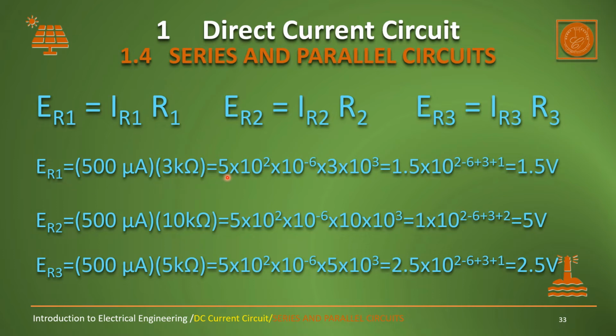We can do the same calculation for resistor R2. ER2 equals IR2 times R2, and the current is the same. IR2 is 500 microamp times the resistor 10 kilo ohm. So we get 5 volts. The same calculation for ER3 equals IR3 times R3. The current is still 500 microamp times 5 kilo ohm. We get the voltage drop of 2.5 volts.